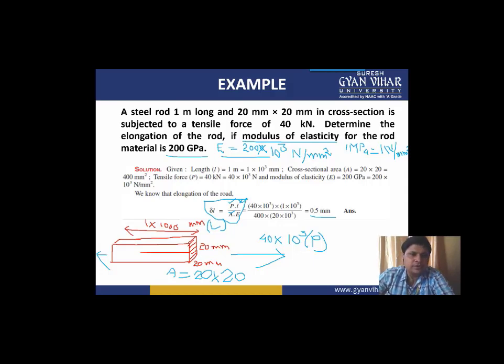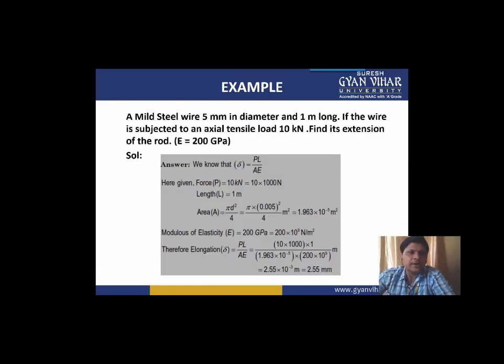Now let's move into the second numerical. Let's read the second example: a mild steel wire 5 mm in diameter and 1 meter long. This is giving you the diameter and length. Now in this case the cross section is not square, the cross section is circular. Since the diameter is given to you, this means the cross section is circular.